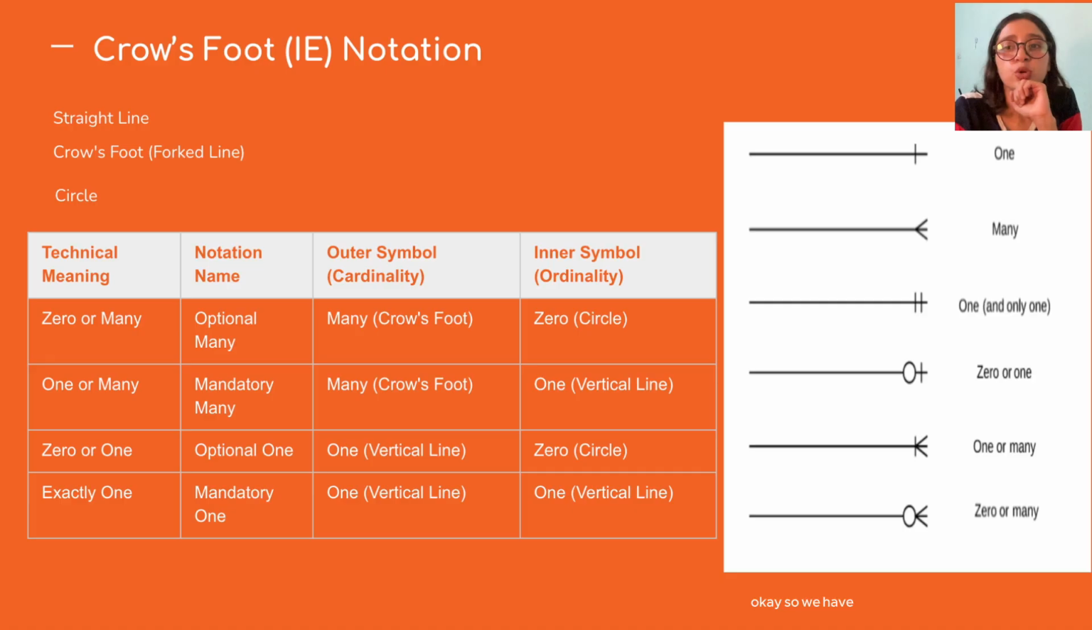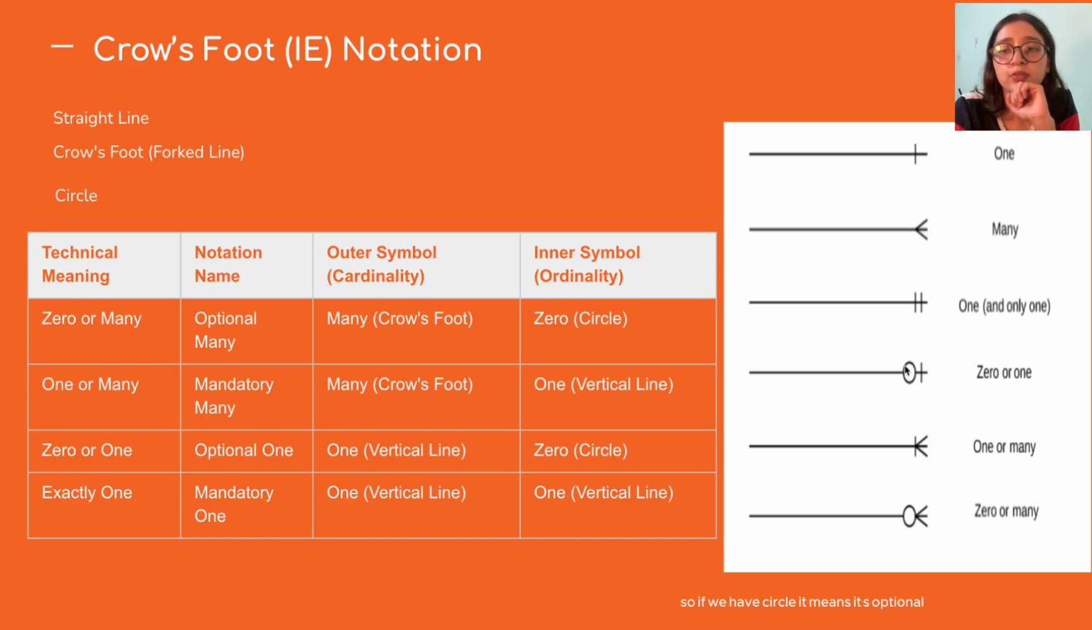Okay, so we have a straight line which shows the relationship, and this line shows 1. And we have this fork line, something like crow's feet, right? So this is called many. And if we have two lines, that means one is cardinality and one is ordinality. It represents one and only one.